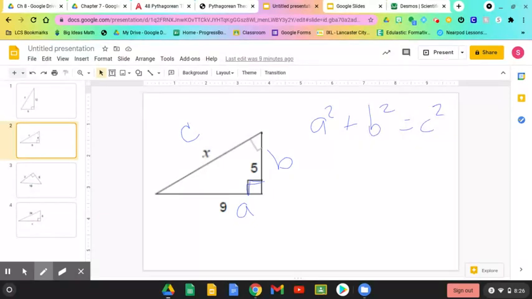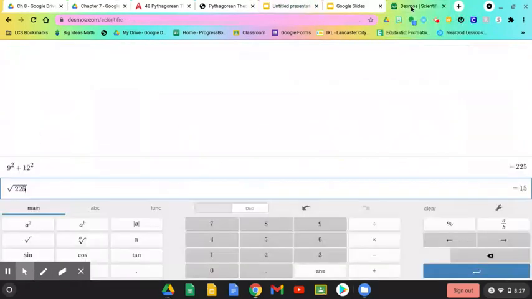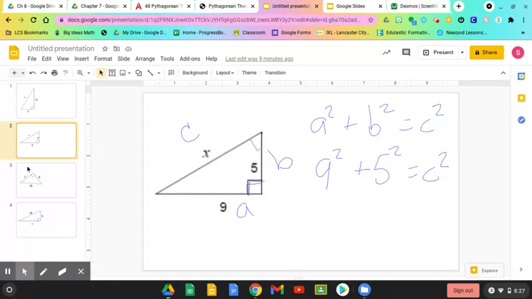This time, you'll see we labeled A as 9, so we'll say 9 squared. Plus B is 5, so 5 squared equals C squared. Then we just jump over to our calculator and we type that in. So we had the 9 squared plus the 5 squared, which gives us 106. So we're going to say 9 squared plus 5 squared simplifies to 106. So 106 equals C squared.